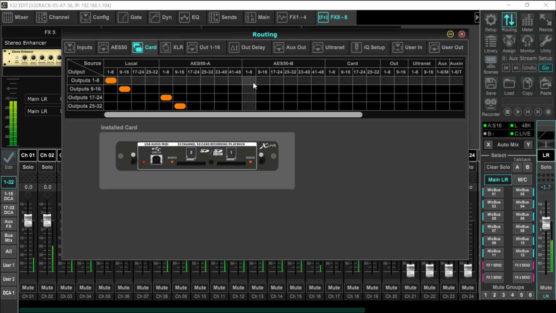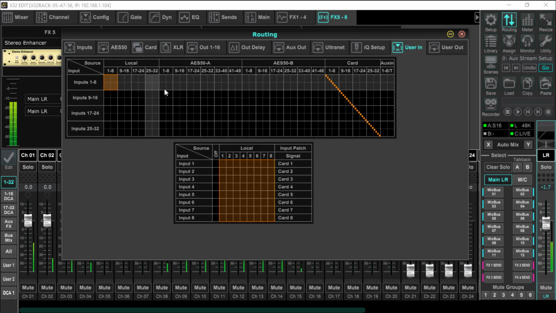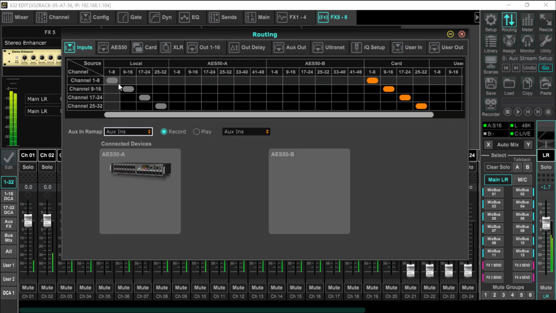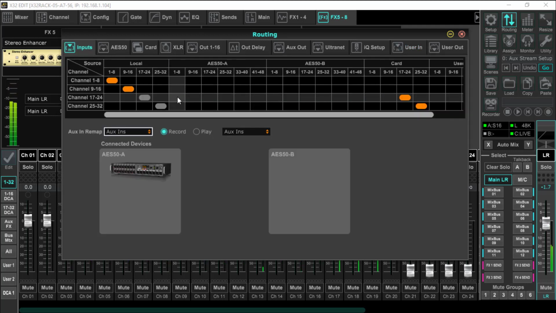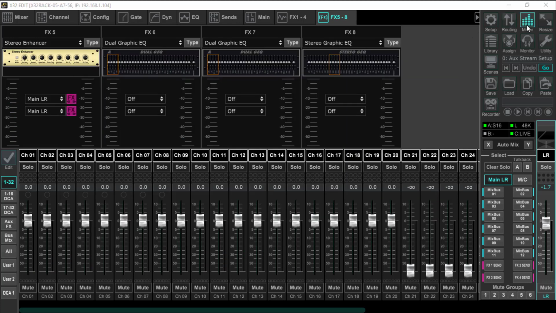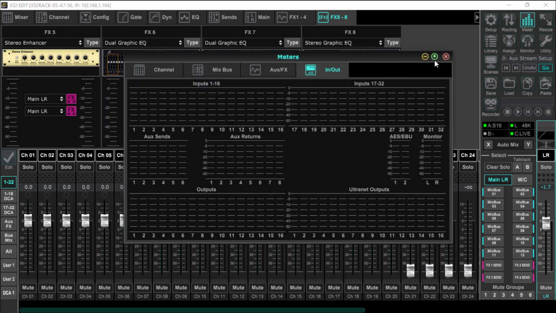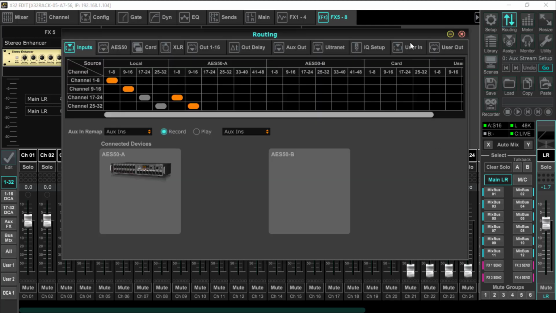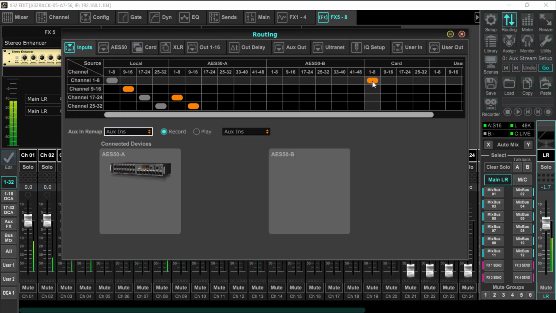Okay? My input source. What is my user input source? It's under my card. So if I was going to be running XLRs in, if I was going to be actually coming into the rack, okay, my routing would look like this. And as you can see now, I have no meters, no signals. Here's my in and out. Okay? So let's go back to routing. I'm going to put this back to the cards.